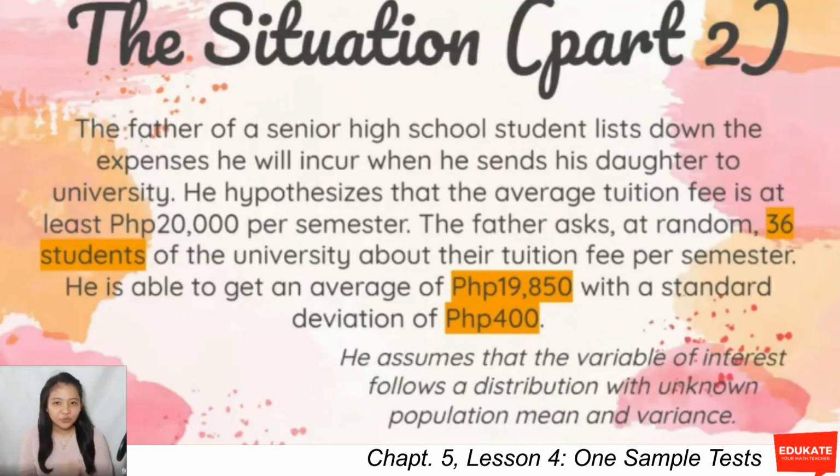So let's now go to the situation part 2. In this case, the father asks at random 36 students. So kanina 25 students, ngayon dinagdagan niya. 36 students naman ang tinanong about their tuition fee per semester. He is able to get an average of 19,850 with a standard deviation of 400 pesos. He assumes that the variable of interest follows a distribution with unknown population mean and variance.